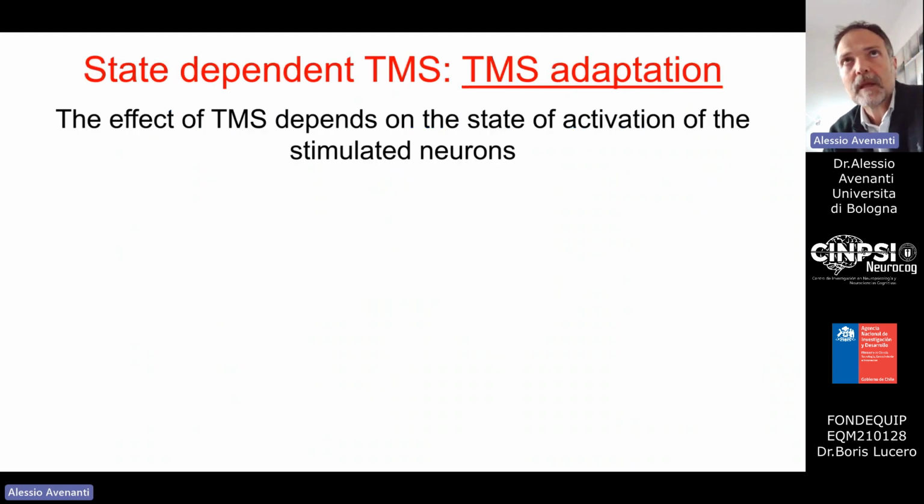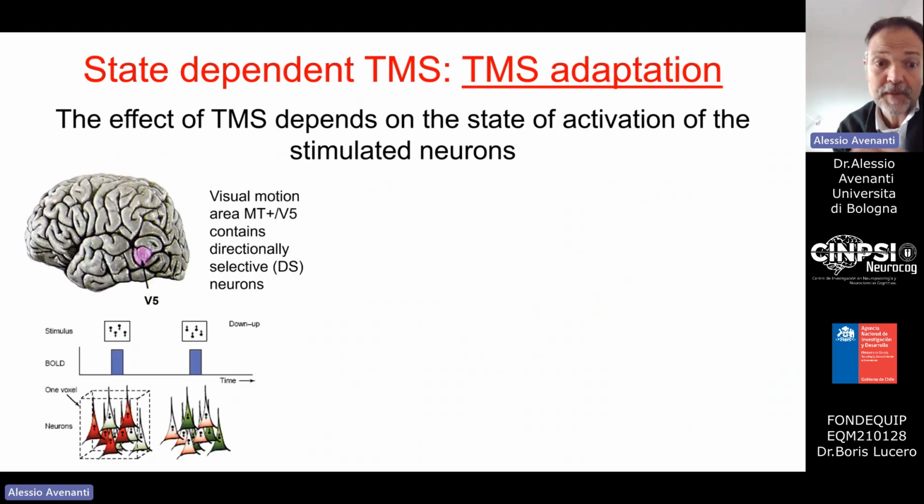Well, other important issues to be considered in TMS research is that the effect of TMS can be state dependent. So the same stimulation can produce different effects depending on what the subject is doing. So it can introduce inhibition or facilitation depending on the state, the functional state of neurons in a specific moment. And this principle can be used to, let's say, improve the focality of the stimulation.